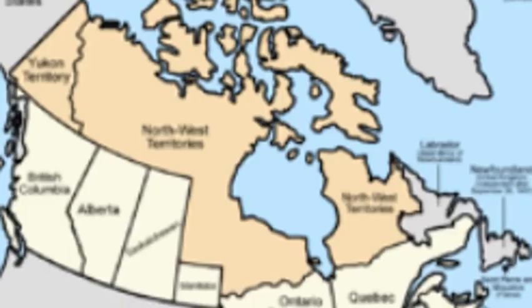And for the map, the provinces of Alberta and Saskatchewan are created from the Northwest Territories and the District of Keewatin.